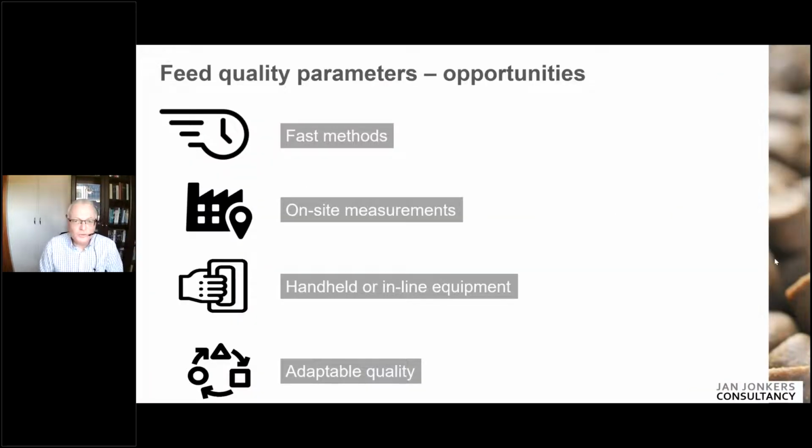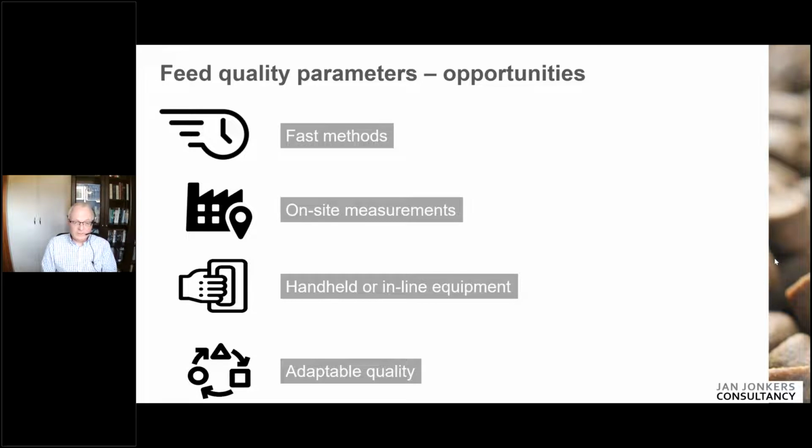Then to summarize the opportunities within feed quality parameters, there are opportunities within fast methods. There are more and more fast methods available, and new fast methods can also be developed. If these are available, then you also have the possibility to use these methods on site. So you don't need to go to an external laboratory anymore. You can just do it in-house on site. That's very convenient. And there are even developments within handheld or inline equipment, so that you can really go to the line to do measurements, or go to a customer to do measurements. Or with inline equipment, you can even have instruments in the line that automatically give you data that you can use in the quality control system. So a lot of opportunities here.